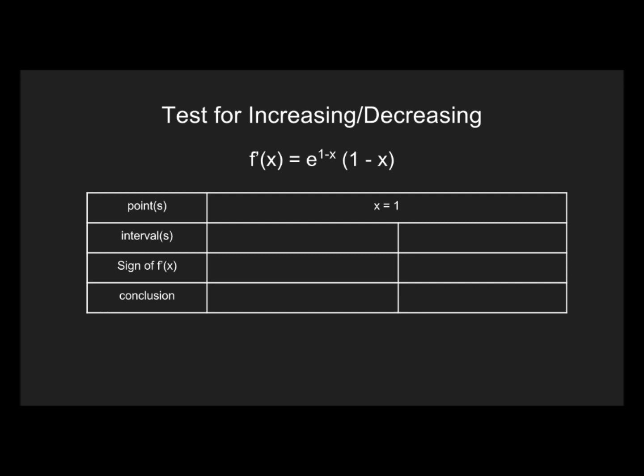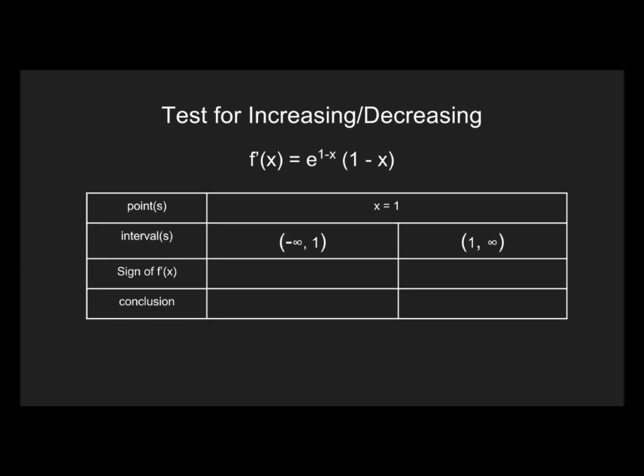Next, we want to apply the test for increasing decreasing. So we do this by finding the intervals that we want to analyze. The first interval is from negative infinity to 1. The second is from 1 to infinity. Next, we want to evaluate the sign of f prime of x on these intervals. So we can choose any value from negative infinity to 1.